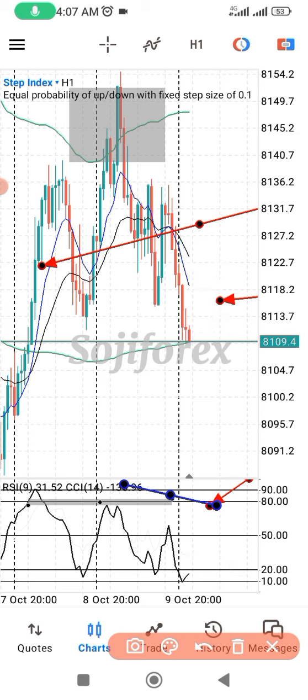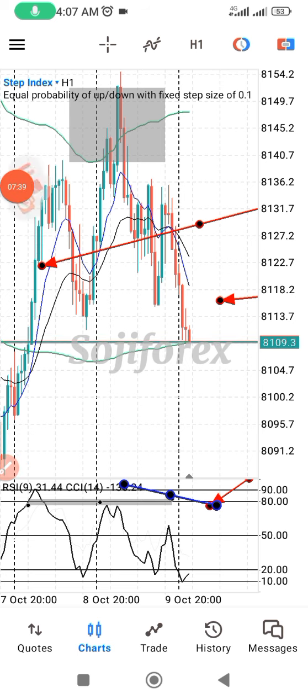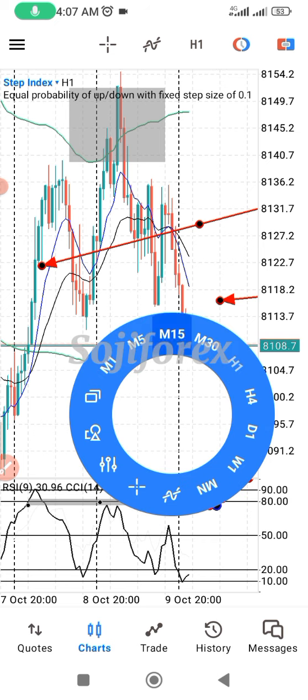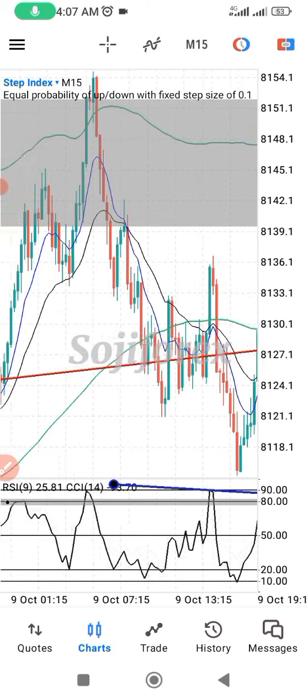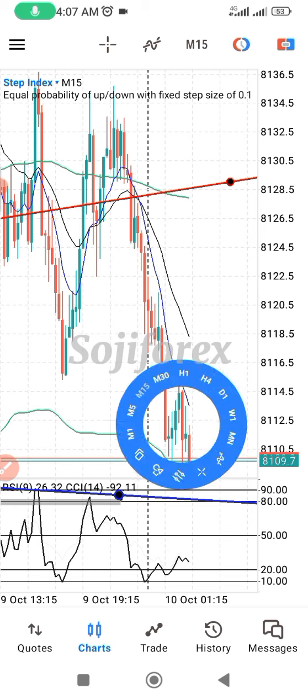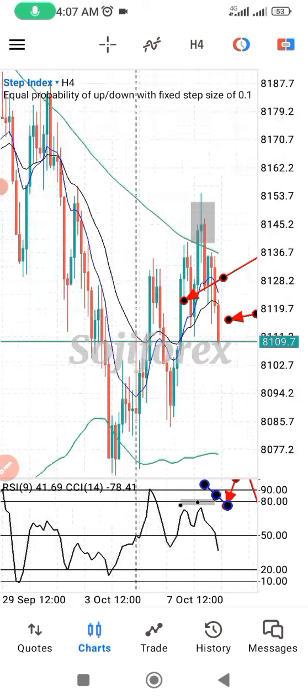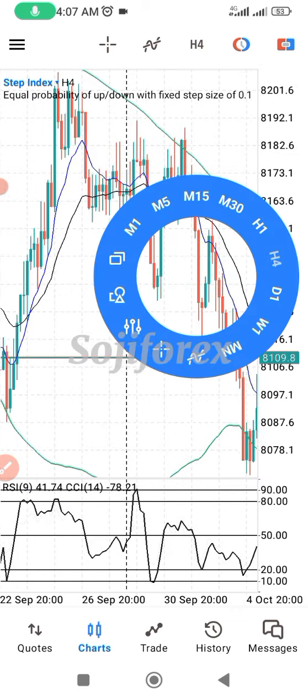So this is how perfect it works, especially when it has to do with our step index. This will give us a sharp, precise sniper entry. And as you can see now, this is trying to push to the downside. So this is how we can capitalize on this and then build a great strategy out of it.